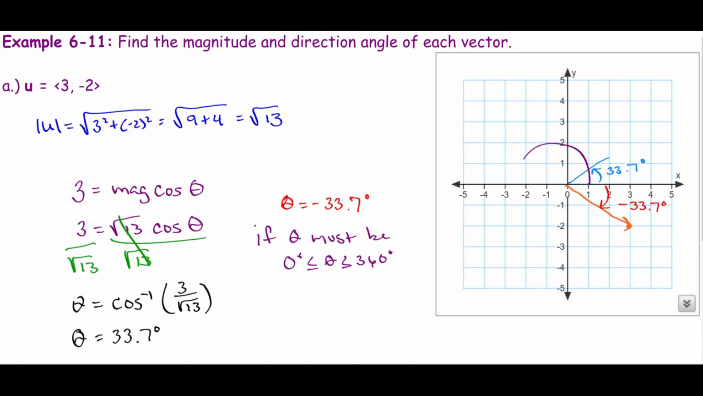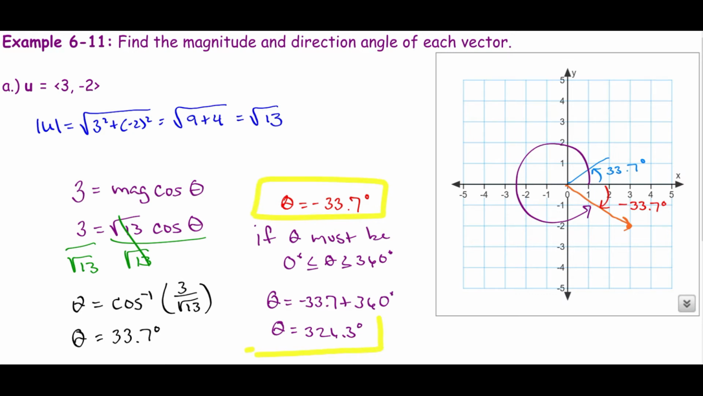So remember, my coterminal angle would be this angle, and in order to get a coterminal angle, I'm just going to add or subtract a whole circle. So theta is negative 33.7 plus 360. So theta gives me 326.3 degrees. So both this angle and this angle are correct values for theta. It just depends on if there were any restrictions given in your directions as far as the angle goes.